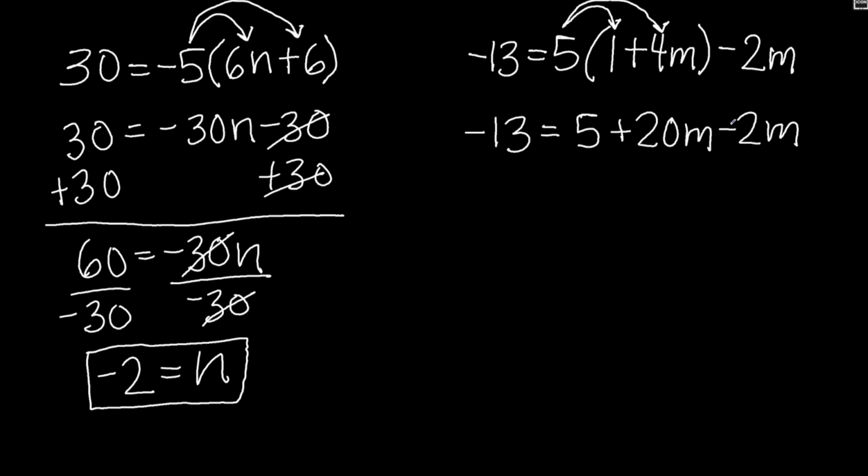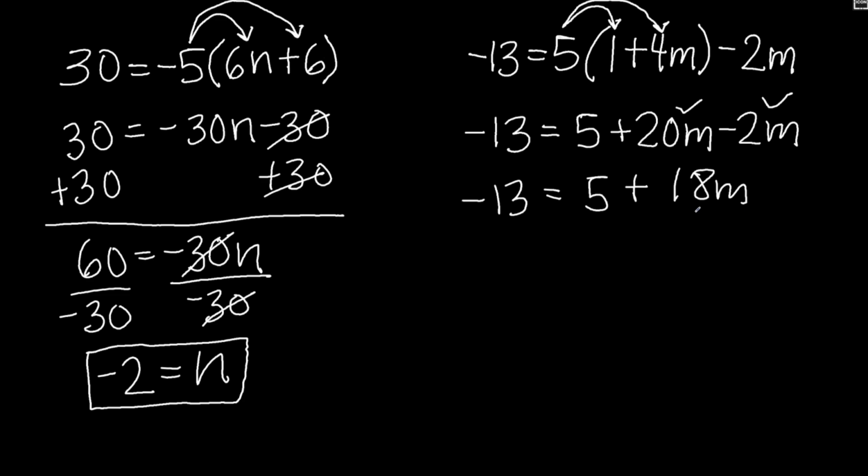Now, we want to simplify this even further. We notice here that we have two like terms, 20m and minus 2m. We know that 20m minus 2m would give us 18m. We bring down this 5 here, and then we bring down this negative 13 on the left side.